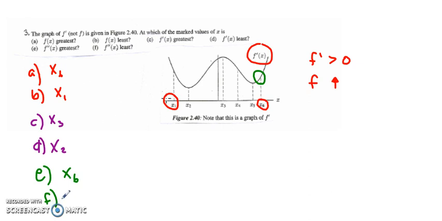F, where the second derivative is the least, is either going to be at x sub 1 or at x sub 4, and this is a judgment call. I think that we have a steeper negative slope at x sub 1. So I will go with that as where f double prime is the least.